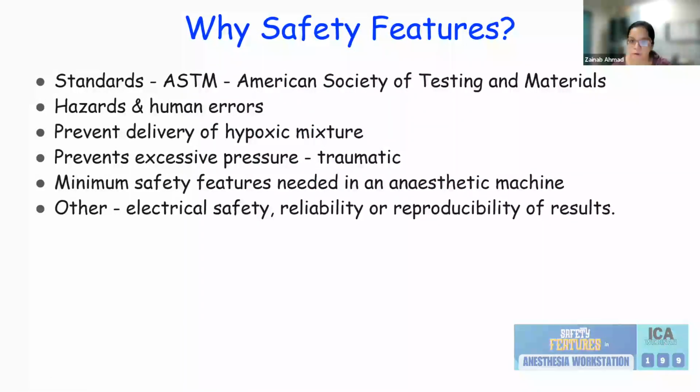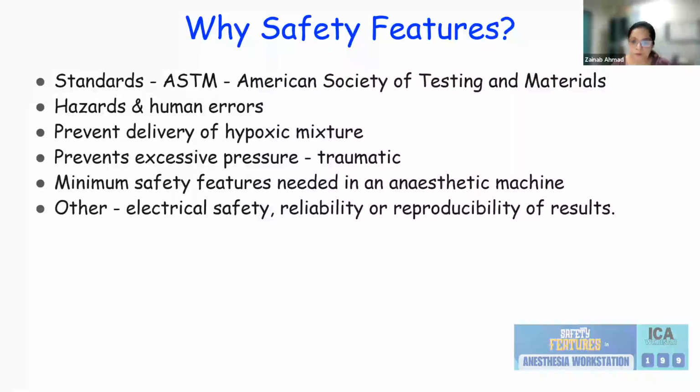So why we need to know the safety features is because there are some hazards associated with the machine and with the gases that we are using. We know that there is a cylinder which is at very high pressure. There's a possibility of explosion. Earlier, there used to be some incidences of fire in the operation theater. Then a lot of human errors can take place, for example, delivery of a hypoxic mixture, delivery of a very high pressure to the patient. So these all can be traumatic to the patient.